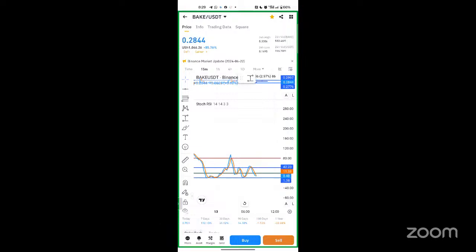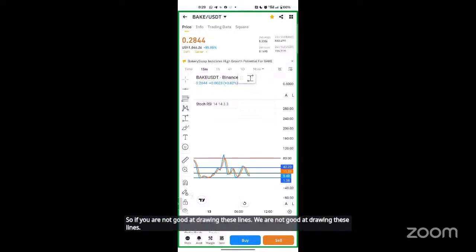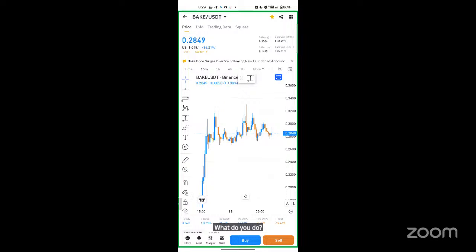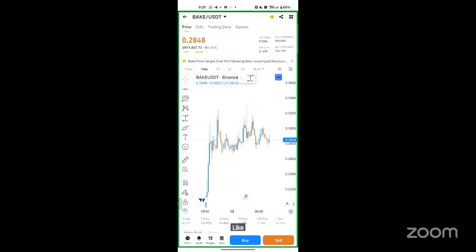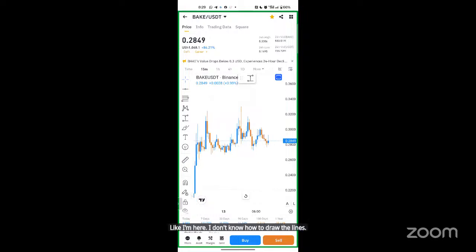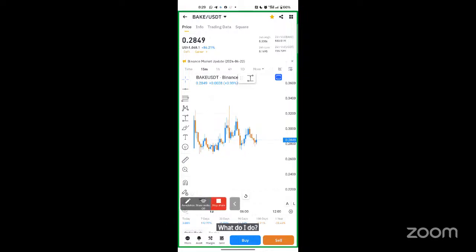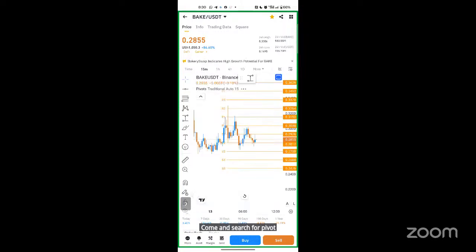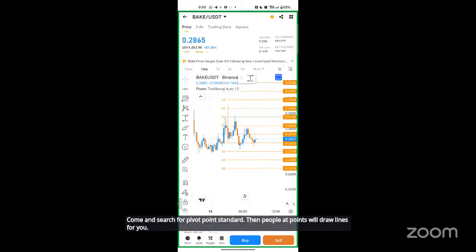I'm going to teach another thing. If you are not good at drawing these lines, what do you do? Like I'm here, I don't know how to draw the lines. What do I do? Tap on this corner here. Come and search for pivot point standard. The pivot points will draw lines for you.